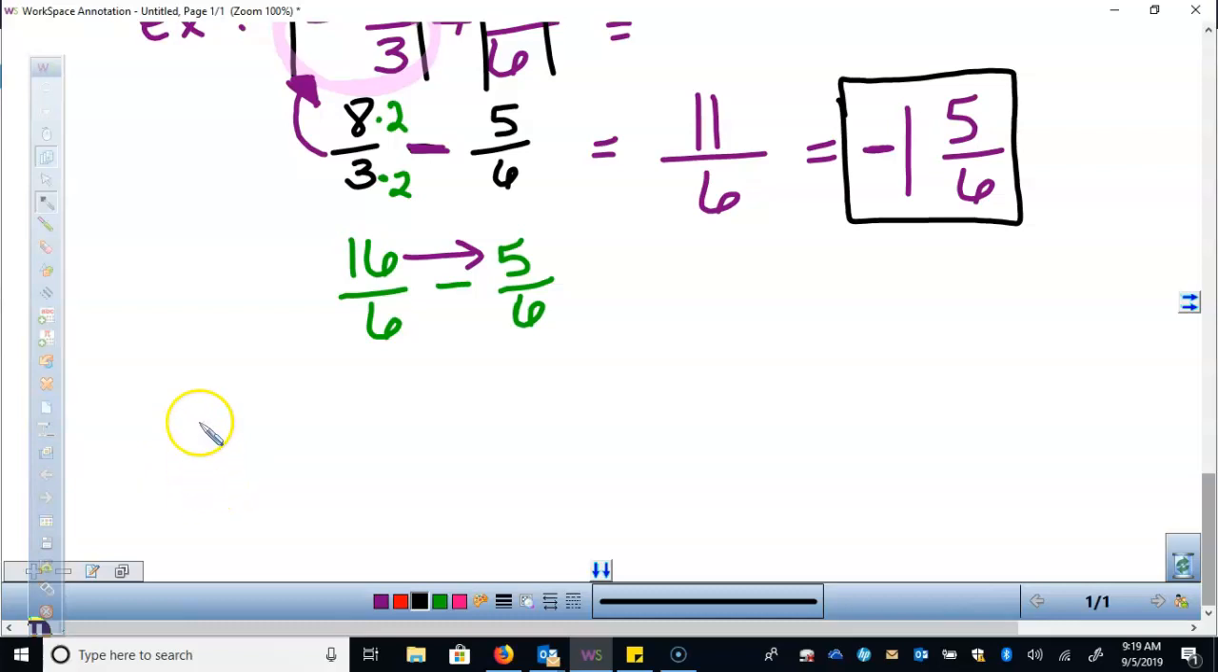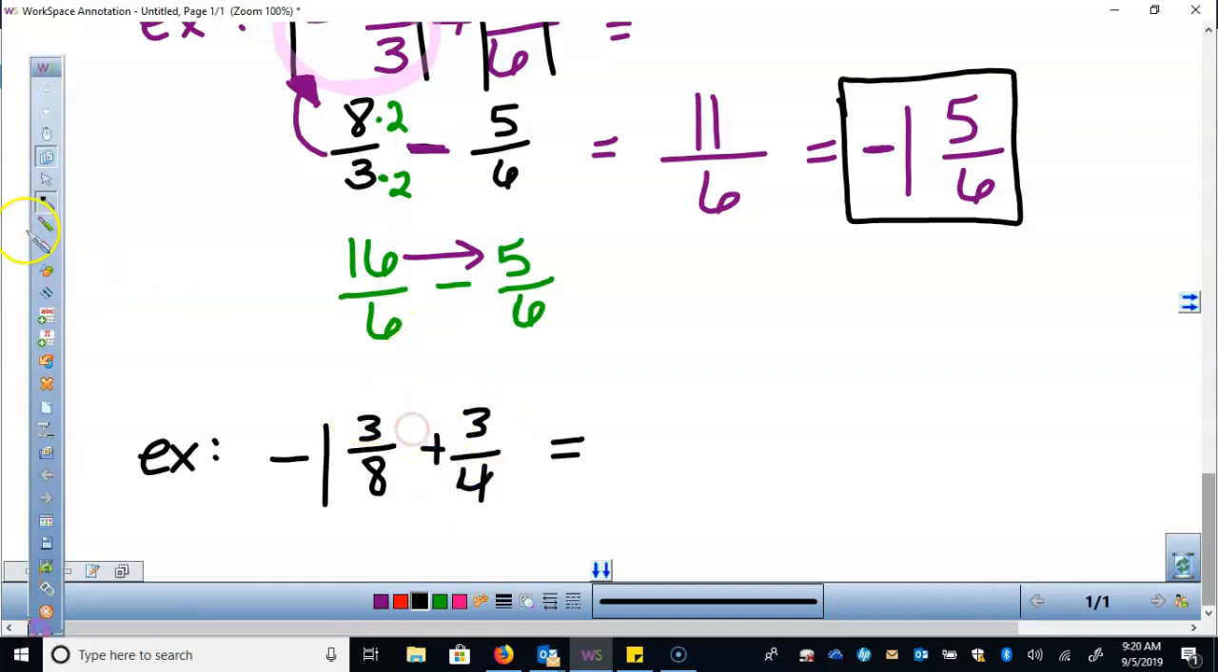Let's see if we can do a whole mixed number problem. And then I'm going to give you some problems to try on your own. We're going to do it this way. Negative 1 3/8 plus negative 3/4. Okay?